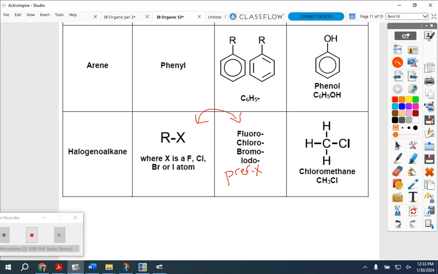Okay. Questions? This is not an exhaustive list of organic functional groups, but these are the main ones that get used the most often. So that's why they're on your list.